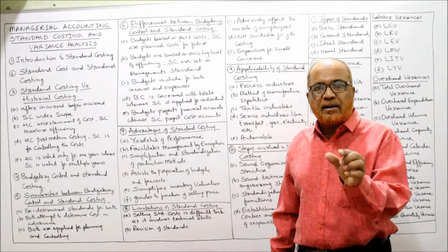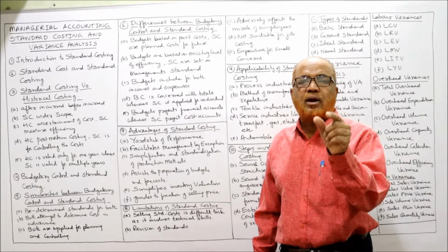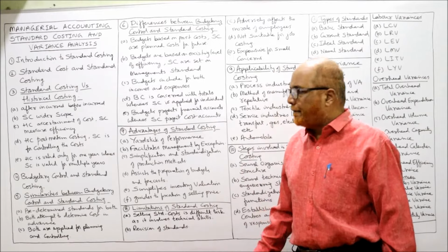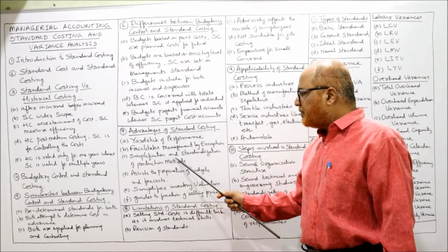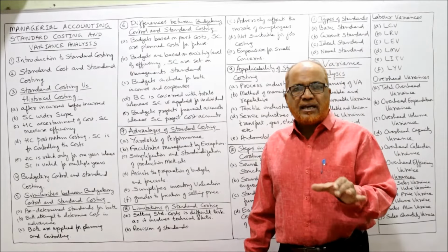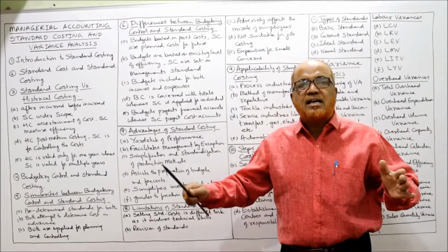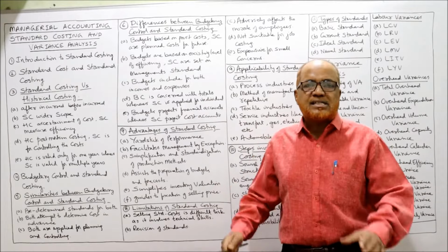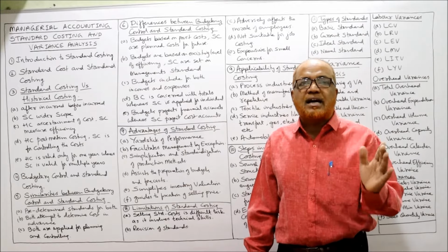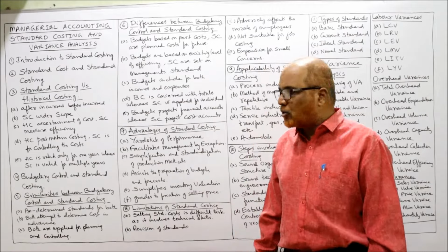So management by exception. That means management can focus only on those areas which require the attention of management. Next, simplification and standardization of production methods. By making standards, we can standardize the process. We can standardize the production methods. So everything will be decided in advance if we implement standard costing.